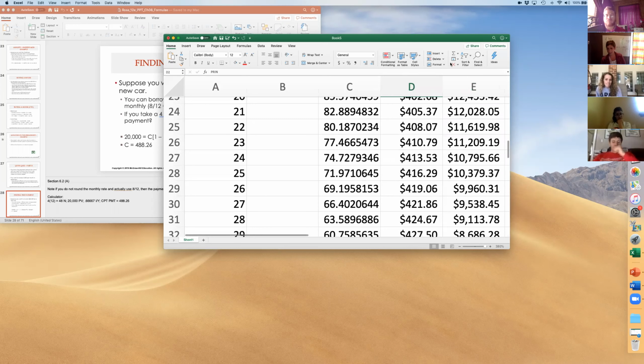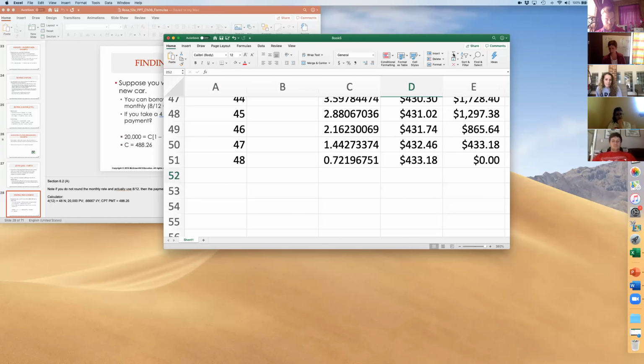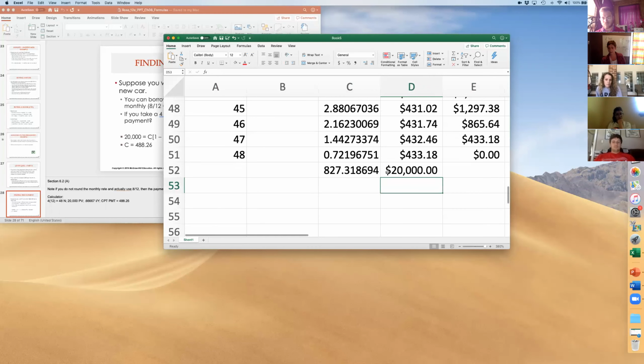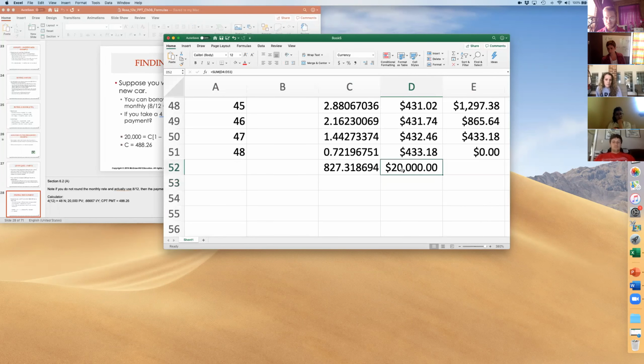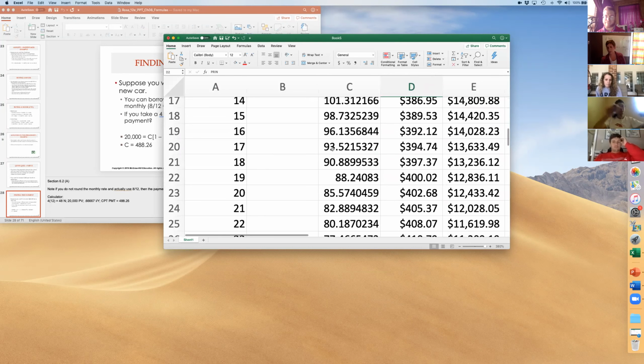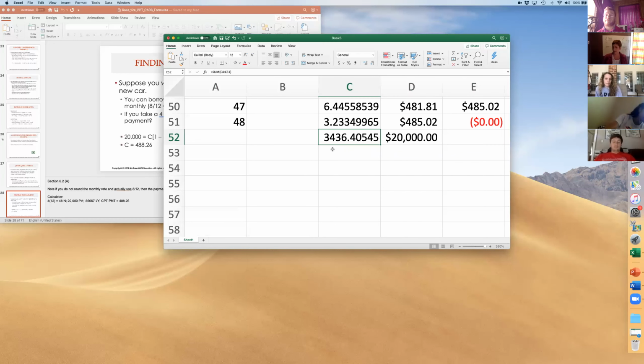But if you look at how much interest you owe over the course of the entire 48 months, you can see that it's $827 worth of interest on $20,000 worth of principal, as opposed to when that interest rate was at 8%. At 8%, look at the interest that we're paying: $3,436. That's a big difference in the amount of interest that you end up owing over the course of 48 months, right? Any questions?